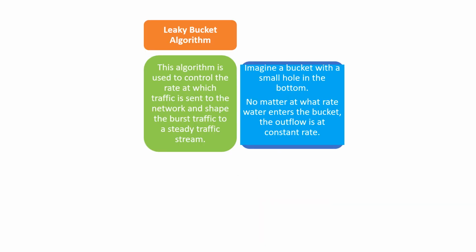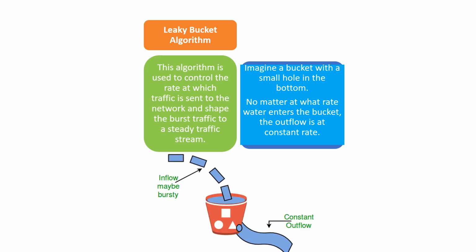First, we can see what a leaky bucket algorithm is. This algorithm is used to control the rate at which the traffic is sent to the network and shape the burst traffic to a steady traffic stream. So imagine a bucket with a small hole in the bottom, and no matter at what rate the water enters the bucket, the outflow is at a constant rate. So this is the logic behind this leaky bucket algorithm.